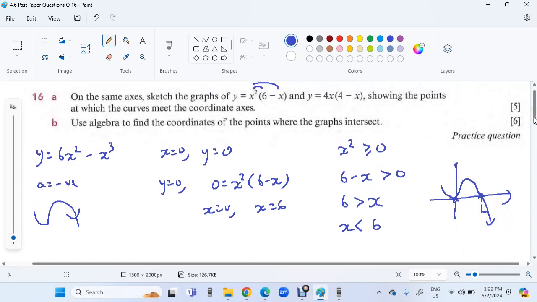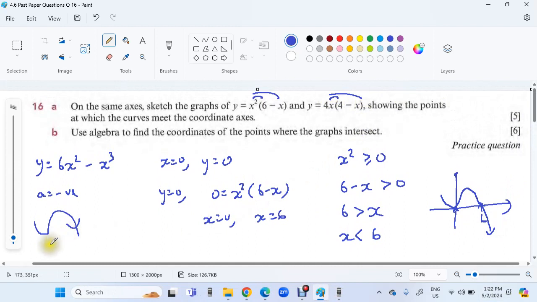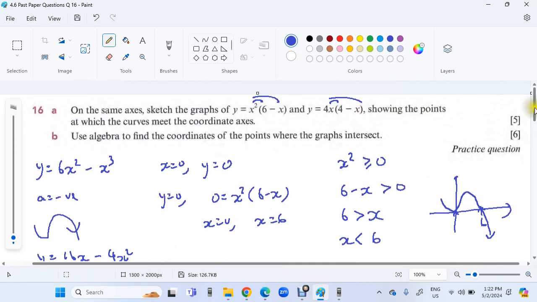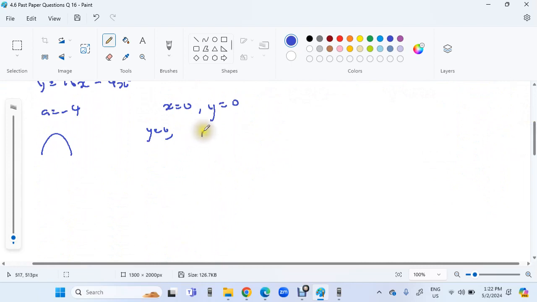Next we have y equal to 16x minus 4x squared. So the a is negative 4, so the graph looks like this. When x equal to 0, y equal to 0. And when y equal to 0, we have 0 equal to 4x times 4 minus x. So x equal to 0 and x equal to 4. So this one is 0 and 4 here.